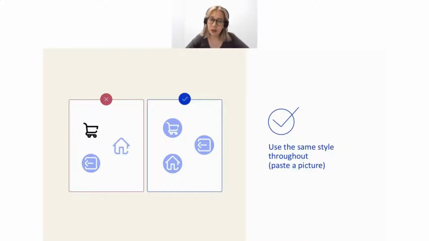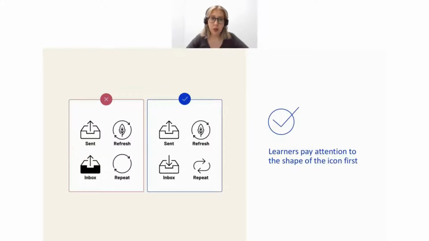The next rule I would like to tell you about today is that it's also important that learners pay attention to the shape of the icon first and on details only thereafter. So you can inadvertently misinform learners by using the same or similar shapes for icons. You can mislead your learners by using, for example, the filled icon together with the flat one. It may not be good for your learners and how they digest the information.